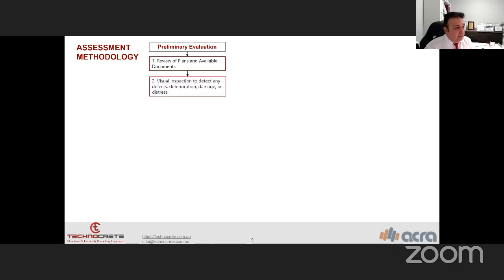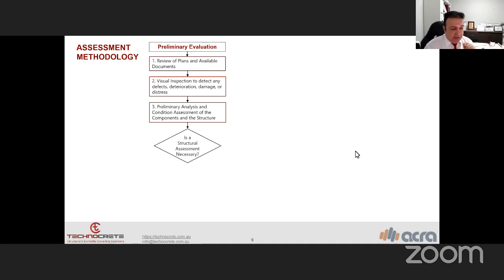We should have the preliminary evaluation, which consists of review of plans and available documents if they are available, visual inspection to detect any defects, deterioration, damage, or distress, and preliminary analysis and condition assessment of the components and the whole structure based on our visual inspection. Then there will be a question: is a structural assessment necessary?